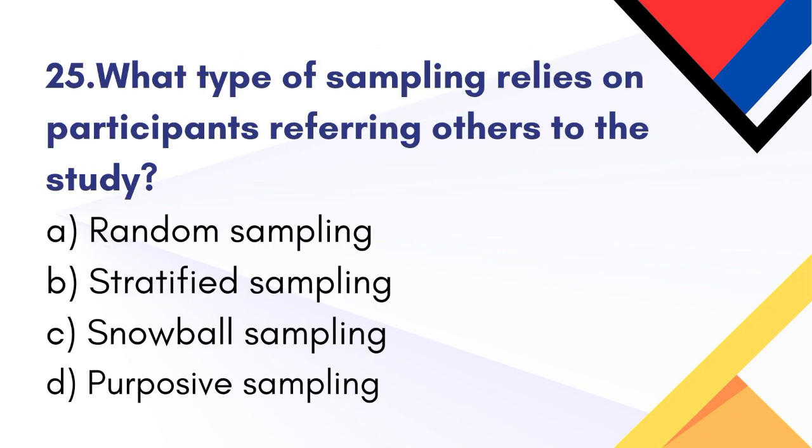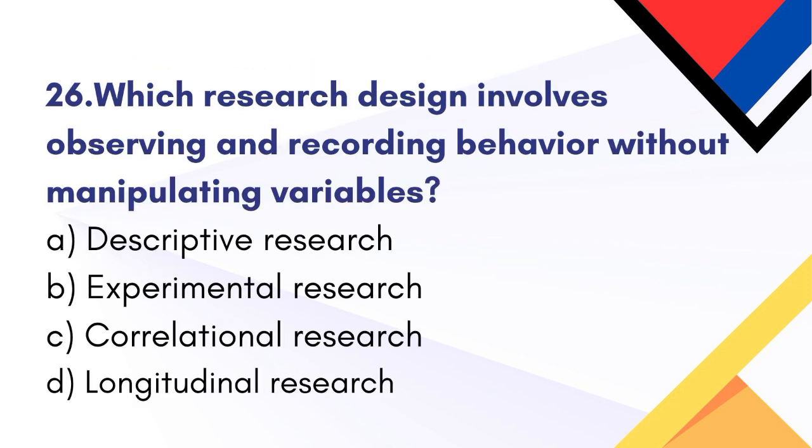What type of sampling relies on participants referring others to the study? Random sampling, stratified sampling, snowball sampling, purposive sampling. Which research design involves observing and recording behavior without manipulating variables? Descriptive research, experimental research, correlational research, longitudinal research.